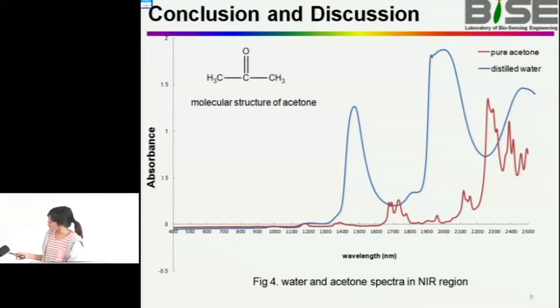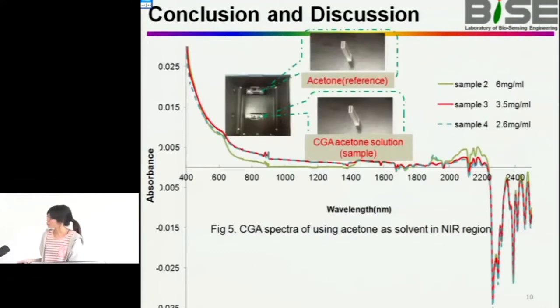From the structure, we can see that acetone doesn't contain the OH bond. So compared to water, in these two strong water absorption regions, acetone absorption is very low. So it means if we use acetone as a solvent, in this region, the CGA spectrum may contain less noise. Then I used acetone to conduct the experiment again.